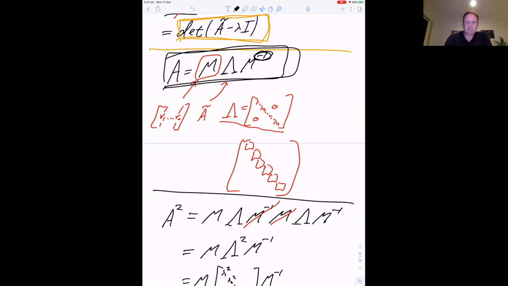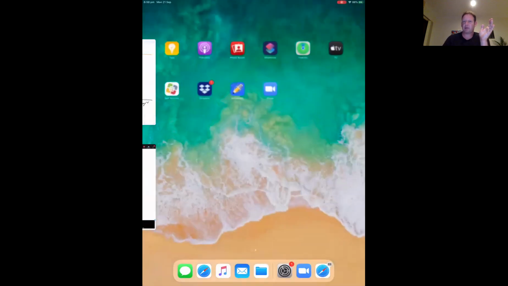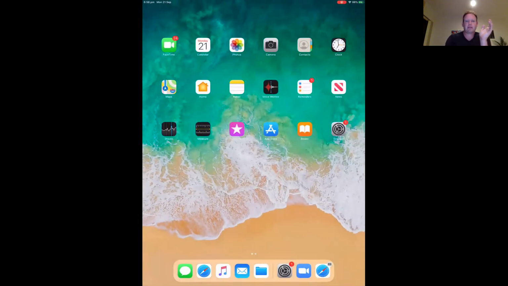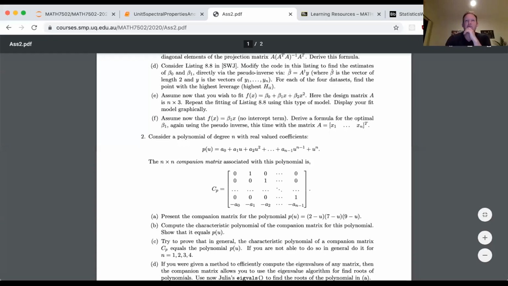So first question deals with least squares. Second question deals with companion matrix. So it's actually interesting. So this companion matrix has eigenvalues which are written in the matrix. So it's a very structured matrix, and it, oh, you can't see it. Sorry. Let me share the assignment. Okay. You can now see it, I assume.